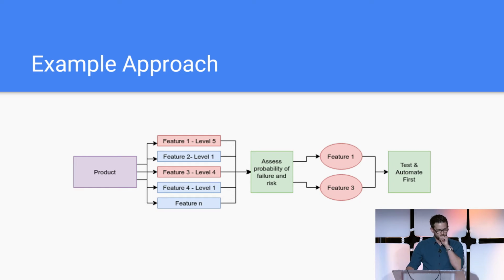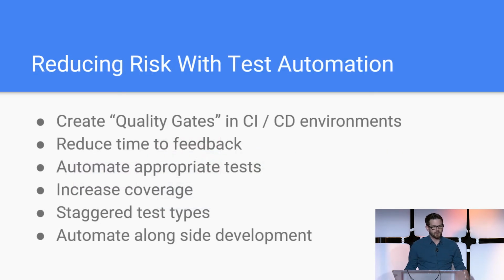So, using test automation and build automation to reduce your risk. I like to use what I call quality gates in your continuous integration or continuous deployment environments. By doing these quality gates, which I'll go into more detail about later, it reduces time to feedback to your developers, your stakeholders, and your product owners. It helps you continually reevaluate your coverage and make sure you're testing the right things.